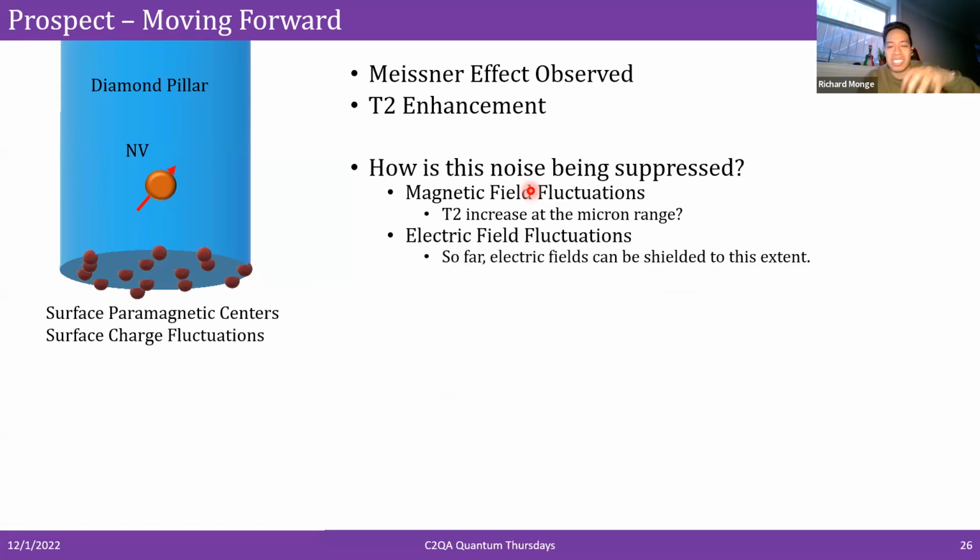So all of these results suggest that the main source of the coherence is the electric fields, and electric fields, according to our calculation, can be shielded to that extent at that range. And this is all work that has been submitted, is on arXiv. It's currently under review.